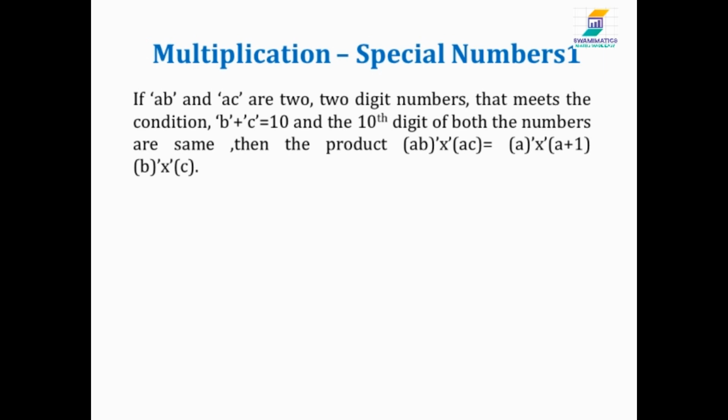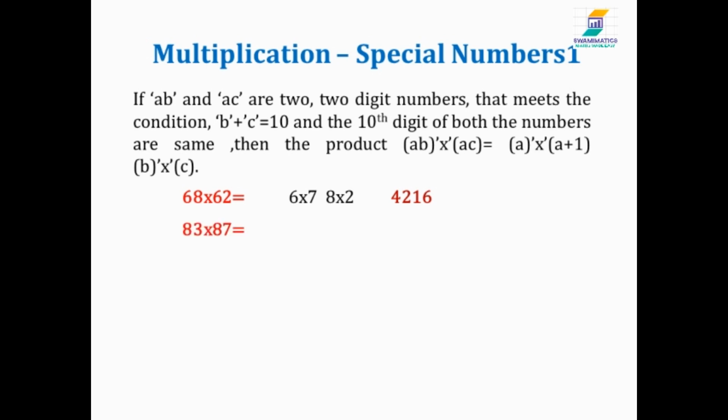Let us look at some examples. For example, 68 and 62. 8 plus 2 is 10. So it is 6 into 7, 42, and 8 into 2, 16. So it is nothing but 4216.